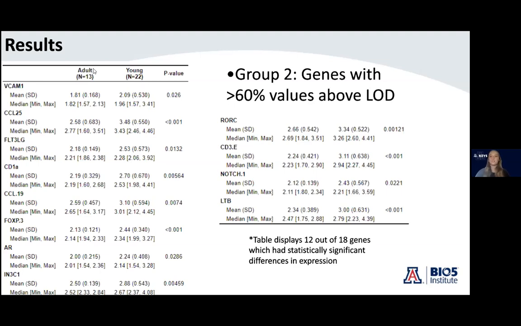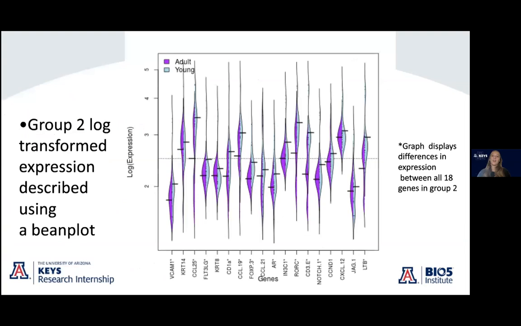And this was really interesting for us to look at, and we were able to put this into a visual representation called a beam plot. And the beam plot is basically just allowing us to see the density of expressions for each gene. The light blue represents the young donors, while the dark purple represents the adults. And this black line right here is just showing us the averages that you could see in the table.